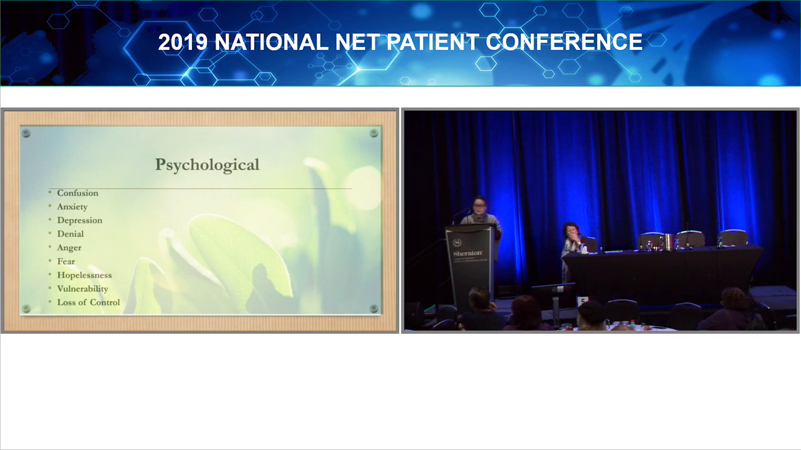Living with NET and side effects of treatment can cause emotional and psychological strain to you and to those close to you. And the stress can also trigger carcinoid syndrome. Psychological symptoms range from confusion, anxiety, depression, denial, anger, fear, hopelessness, sense of vulnerability, loss of control, and people react in all kinds of ways.